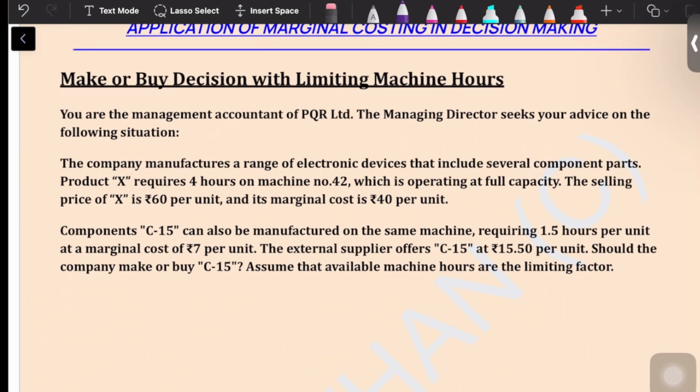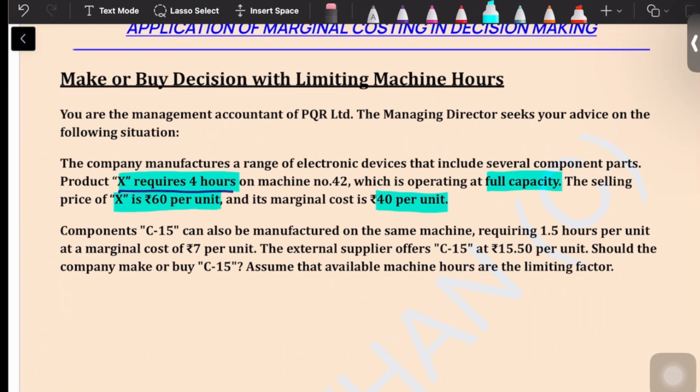You are management consultant of PQR Limited. The managing director seeks your advice on the following situation. The company manufactures a range of electronic devices that includes several component parts. Product X requires 4 hours on machine number 42, which is operating at full capacity. So question is saying clearly it is full capacity and it requires 4 hours. The selling price of X is 60 per unit and its marginal cost is 40 per unit. This is about product X.